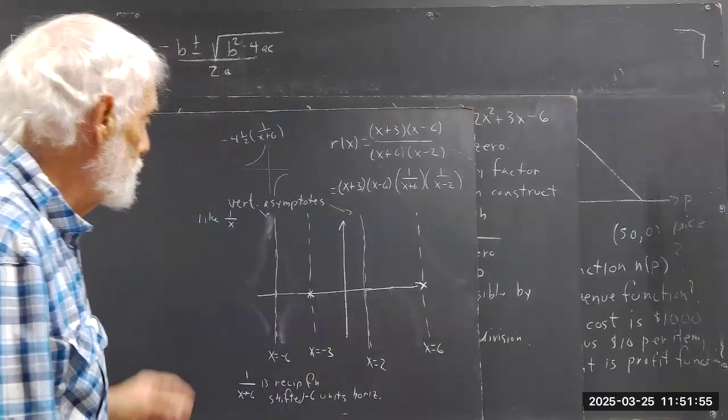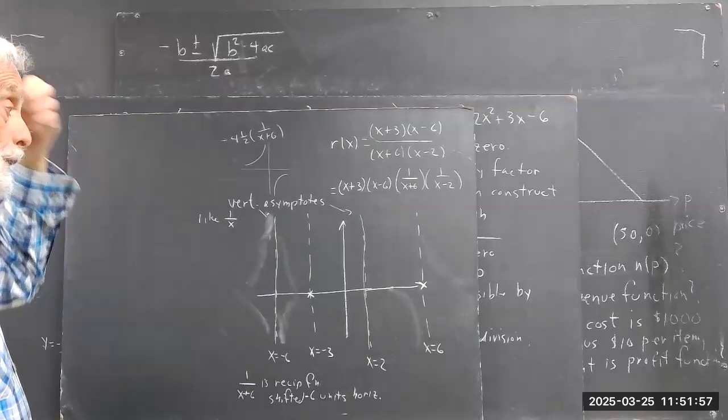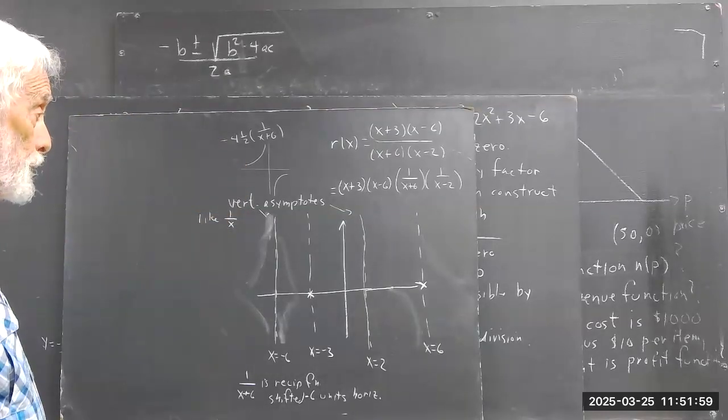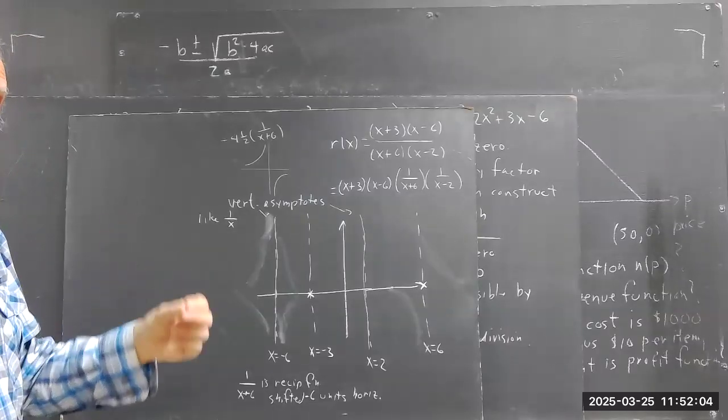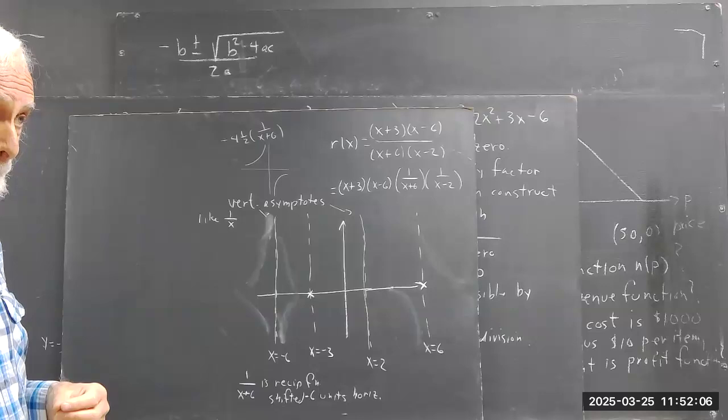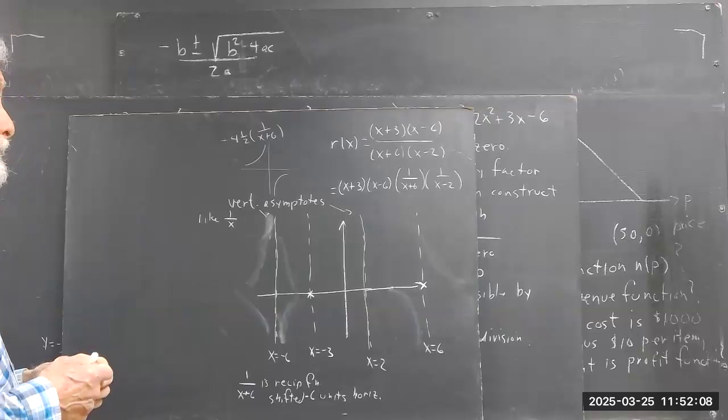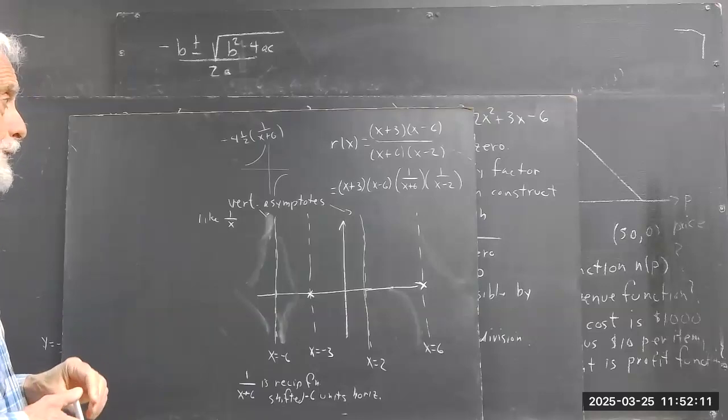Same thing here. If we understand that, then it isn't too difficult to sketch a graph of this function, but we still have to consider the behavior as x approaches infinity. Now imagine that x is 1,000.